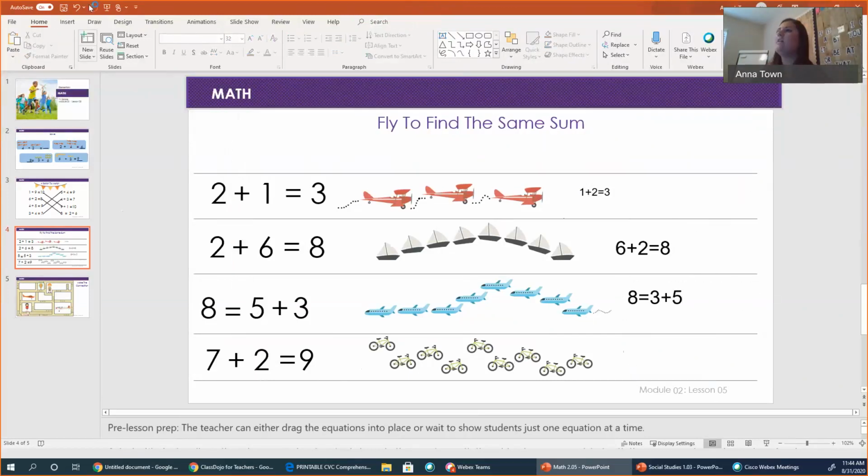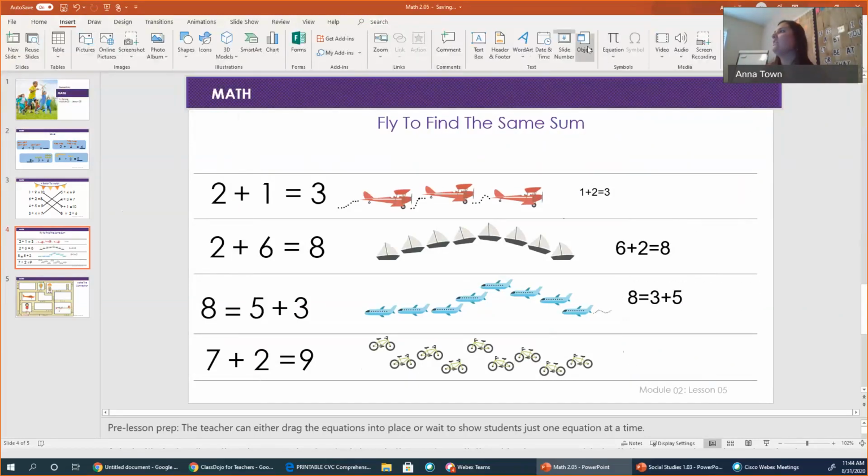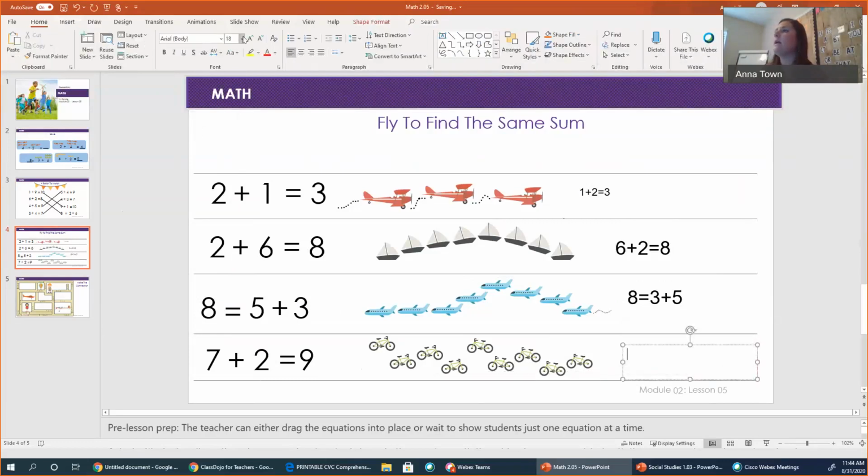Okay, let's take a look at our last equation. What is the other way we could write 7 plus 2 equals 9? Yes, we could do 2 plus 7 equals 9. So instead of having the 7 as the first addend, we move it as the second. Remember, our sums stay the same and they stay last. The sum does not become an addend.